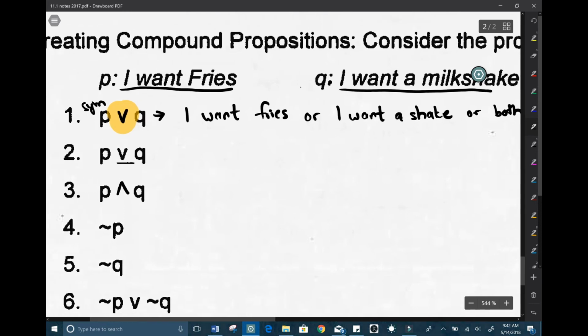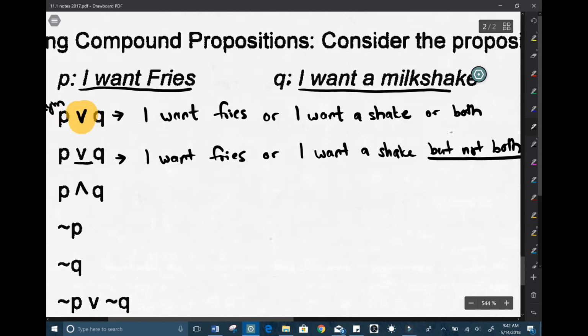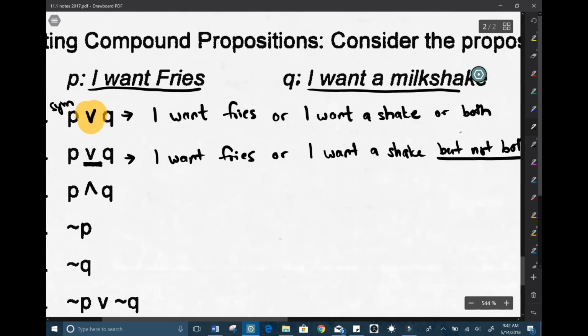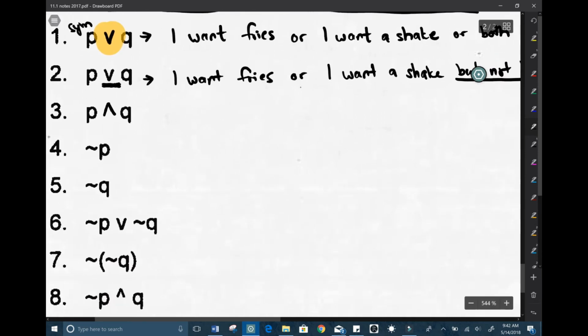This one is the exclusive version. So, I want fries, or I want a shake, but not both. And we do that because here we have the exclusion. So they are different. When we look at truth tables, we'll see that. This is and. So I want fries and a shake.